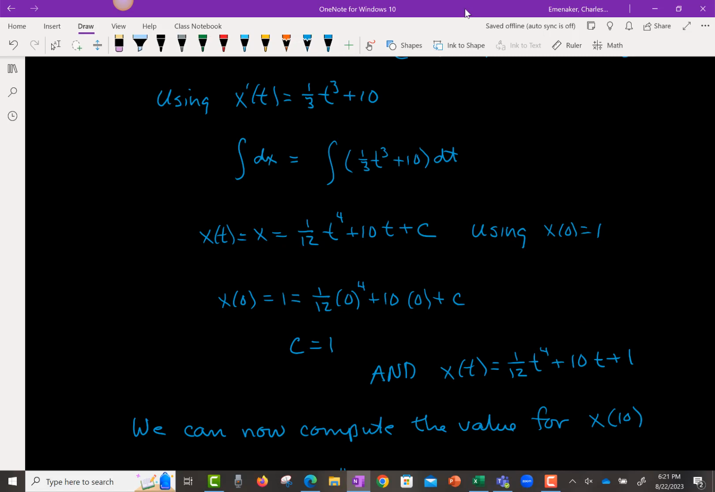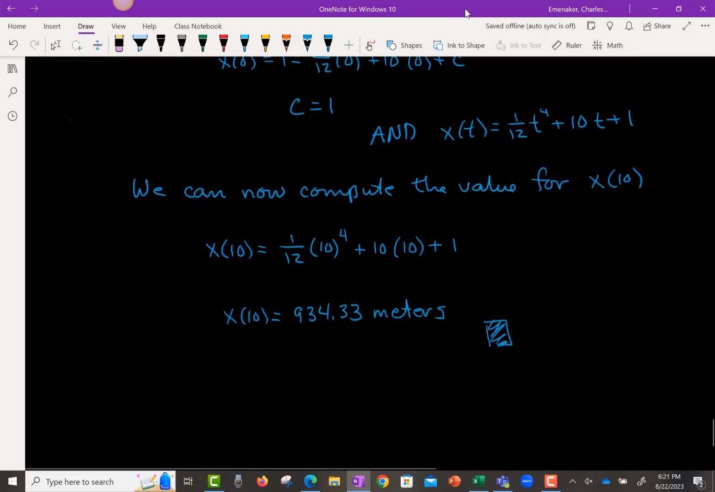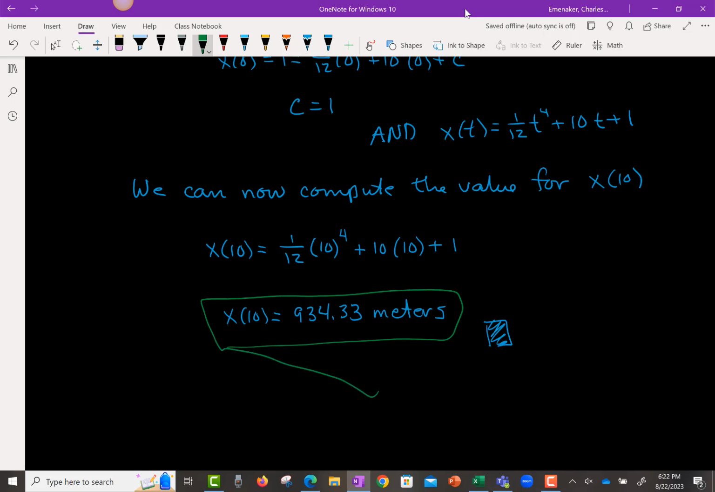We can now compute for the value of the position at time 10 seconds. That's what this means. This says figure out how far this is away from the start in 10 seconds. All we need to do for this is to substitute 10 in for t in each location and plug it into the old calculator, and we find that the position in 10 seconds is 934.33 meters. Okay, that should give you some stuff to think about.